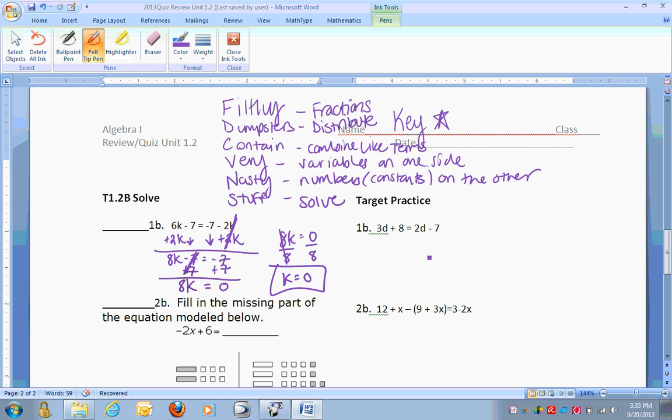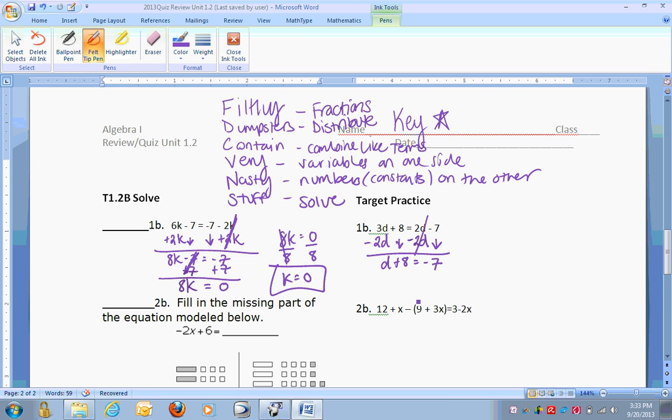Alright, on problem 1 underneath the target practice, we don't have any fractions, we don't have any parentheses, and there are no terms to combine on either side of my equal sign. So we can go ahead shifting things from one side to the other. Let's move all our variables over to the left. Since that's positive 2d, I'm going to subtract 2d and create a 0 pair. And if I do it on one side of the equation, I have to do it on the other. 3d minus 2d is d. Bring down the positive 8, and then I bring down negative 7.